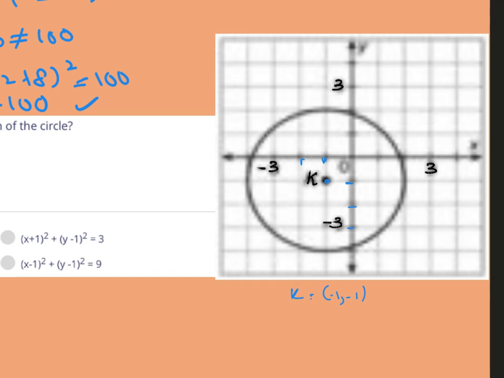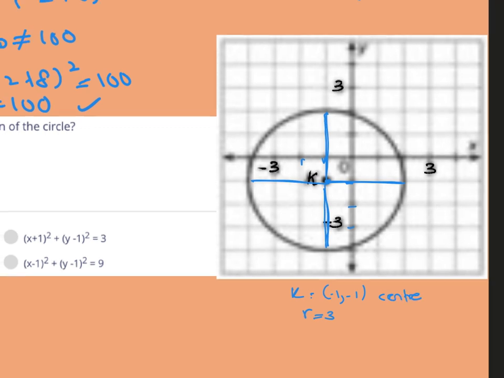Now for the radius, you can use any of the distances. You can use this distance. This is 3 units. You can use this distance, 3 units. Any distance you can use, you will see the radius is 3. So you have the center and the radius. Now it's easy to identify the equation.